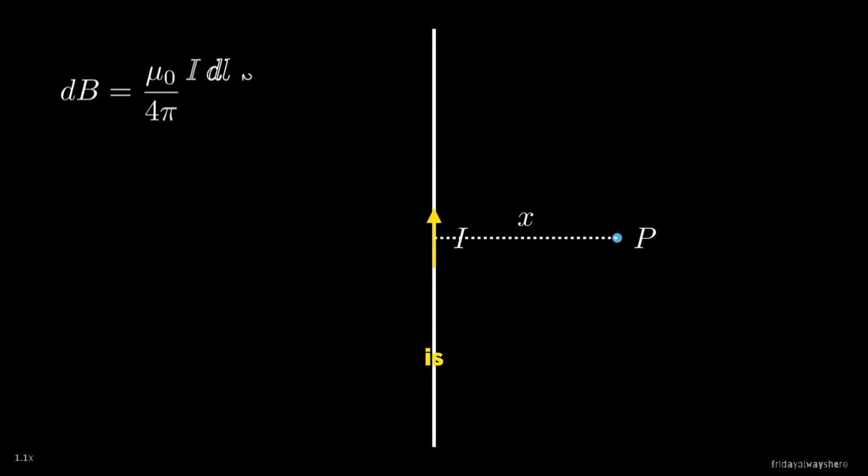The Biot-Savart Law is our tool of choice. It states that the magnetic field, dB, from a small current element, I dL, is proportional to the current, the length of the element, and the sine of the angle theta between the element and the line connecting it to point P, and inversely proportional to the square of the distance r.